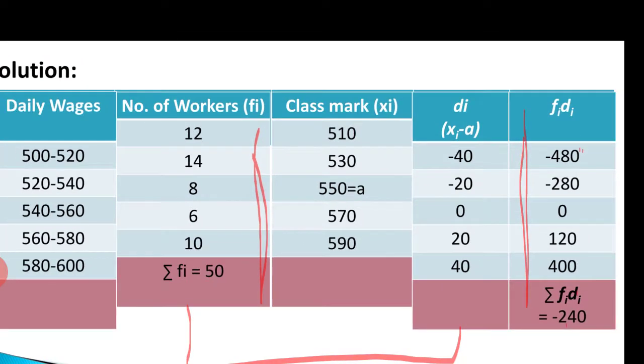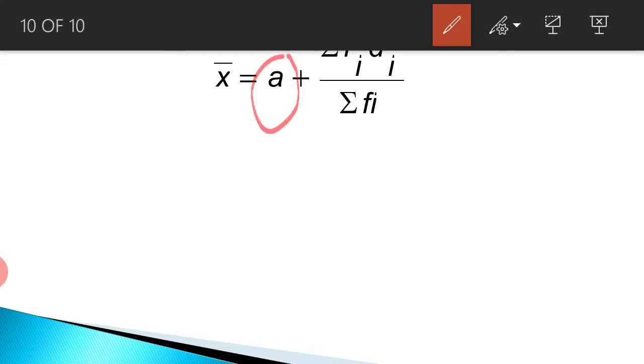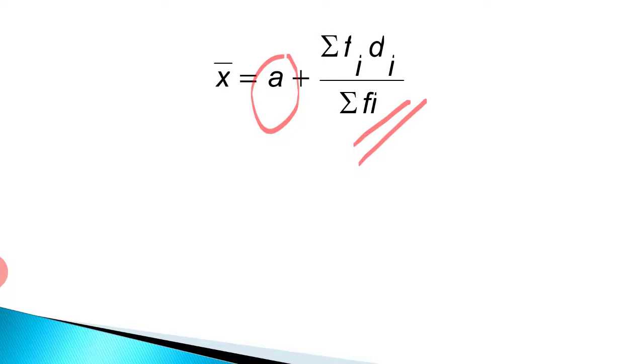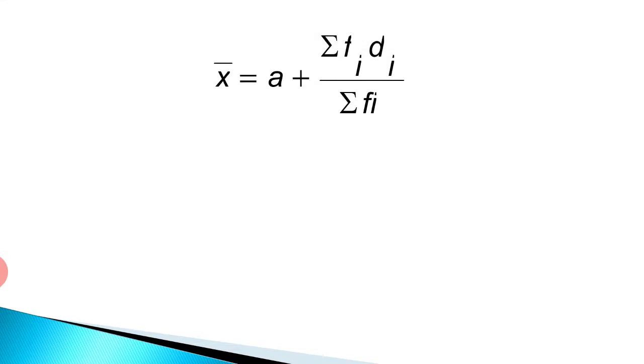So now how will we get the exact mean? Now the exact mean x bar is equal to a, that is the assumed mean. We have subtracted this a value from each class mark. Which value have we subtracted? a. So whatever value of this particular term we are getting, what we need to do? We have to add the assumed mean. Are you getting? So as we have subtracted the value of the assumed mean from the class mark, in the formula we add a plus summation fi di upon summation fi.